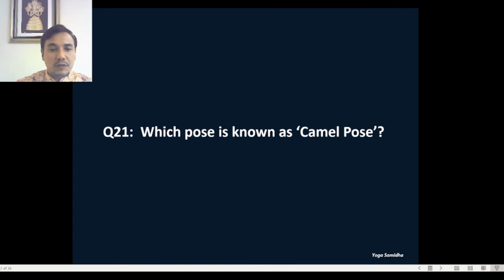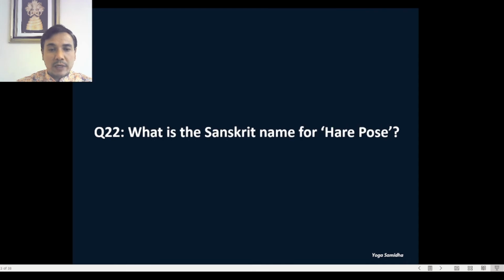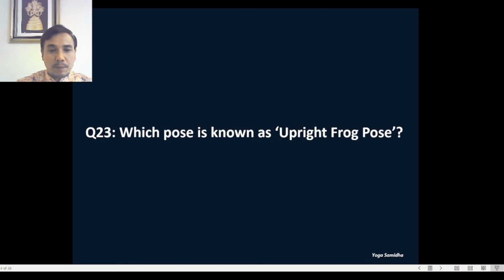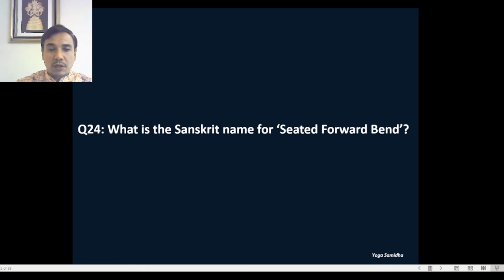Frog pose. Question 21st, which pose is known as camel pose? Camel pose. Question 22nd, what is the Sanskrit name for hare pose? Hare pose. Question 23rd, which pose is known as upright frog pose? Upright frog pose. Question 24th, what is the Sanskrit name for seated forward bend?